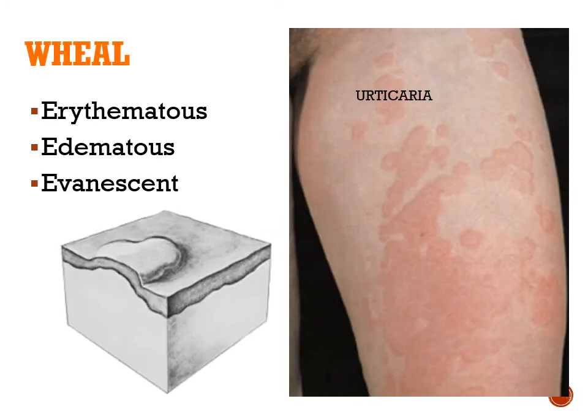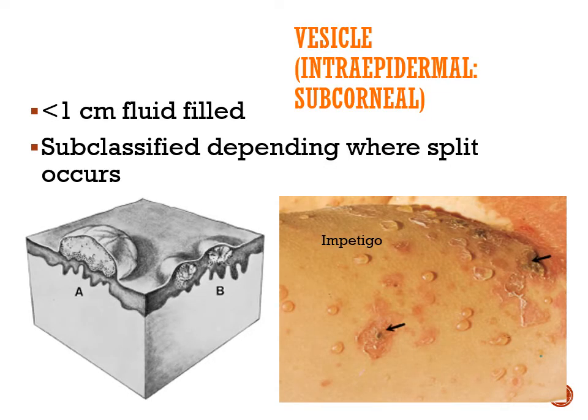Next is the wheal. The wheal is described as erythematous, edematous, and evanescent. A prototypic lesion of wheal is seen in urticaria, or what we call hives. Next is a vesicle. It is a fluid-filled lesion less than 1 centimeter. They may be pale or yellowish from serous exudate or red if mixed with blood. It may be subclassified depending on where the split occurs. In the picture, you can see impetigo.